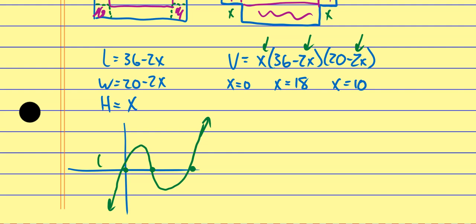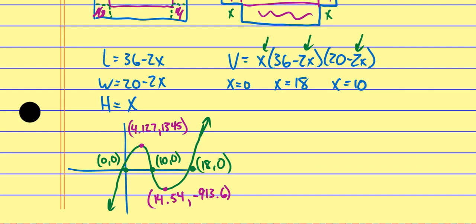So here I had 0, 0. Here this was 10, 0. And this was 18, 0. But then I was also able to identify these relative maximums and minimums. This one at 4.127, comma 1345. This one down here at 14.54, comma negative 913.6. And see, the thing here is that the question asked me to maximize the volume.